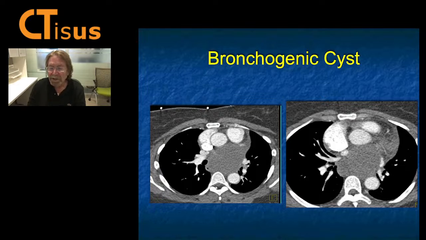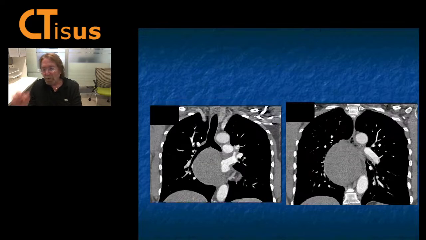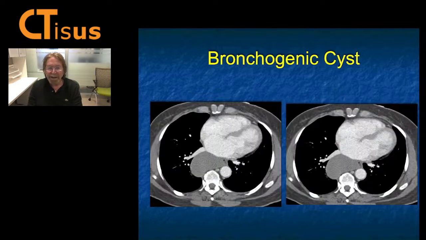Bronchogenic cysts are typically in the paratracheal space and subcarinal. This was very subcarinal, but very large. Another patient, similar, cough, large mass, subcarinal region, water density, eccentric. Same differential diagnosis, bronchogenic cyst. Gave you 2 in a row, okay?